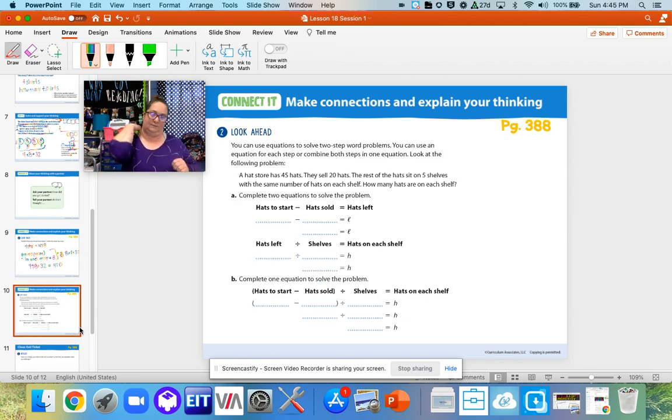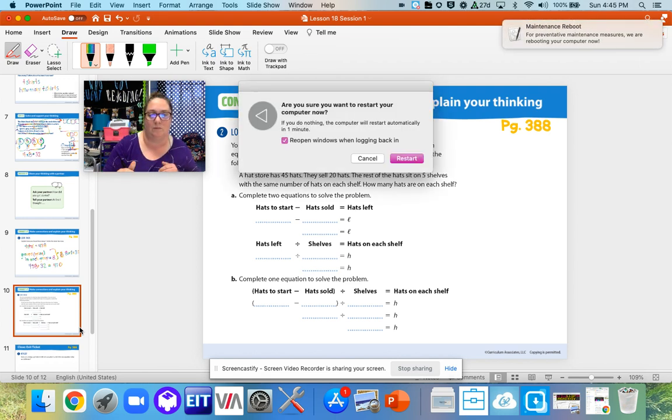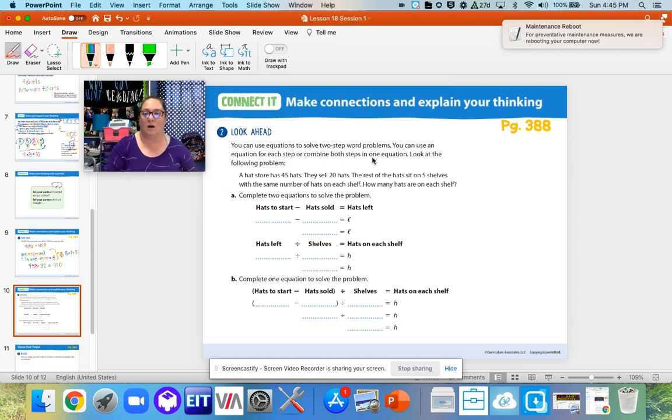All right. So we can use equations to solve two-step word problems. You can use an equation for each step or combine both steps in one equation. Let's look at the following problem. So this is on page 388.